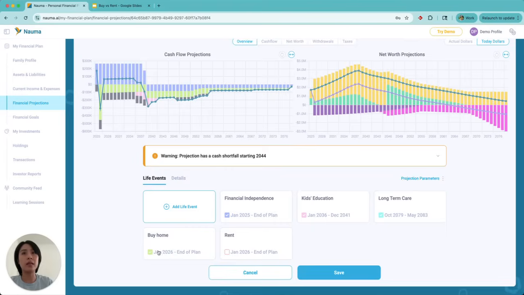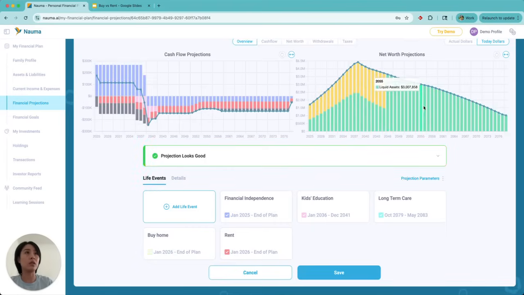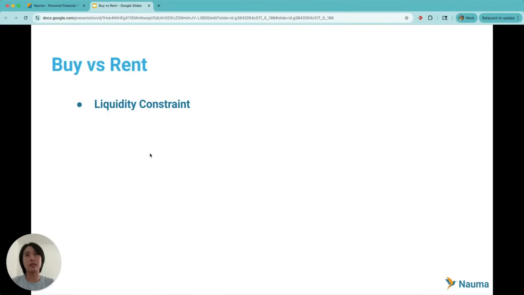That's one thing to pay attention to. But on the other hand, if I rent, all my asset is liquid, so I'm actually doing fine. That's another thing to consider when you consider buying versus renting, because with rental you always keep everything as liquid asset, but if you buy, the real estate is considered non-liquid. So there will be some liquidity constraint showing up.